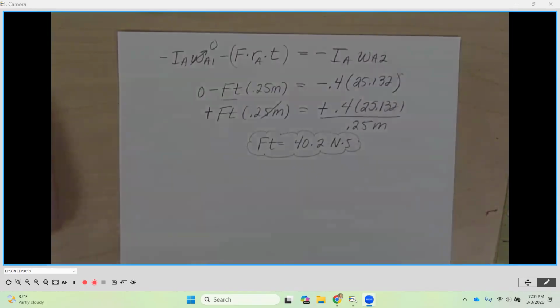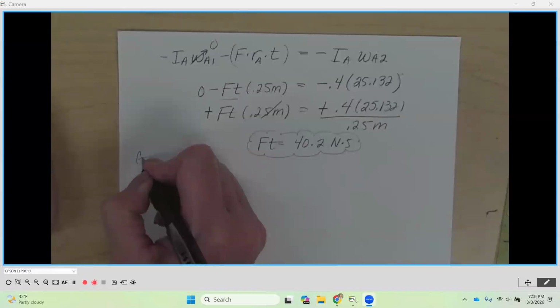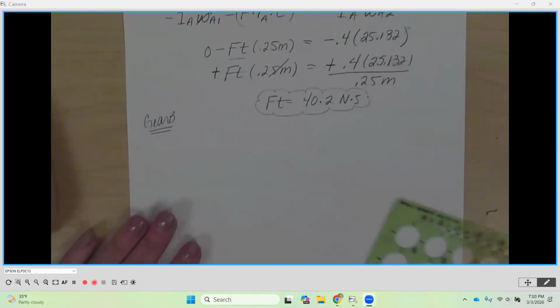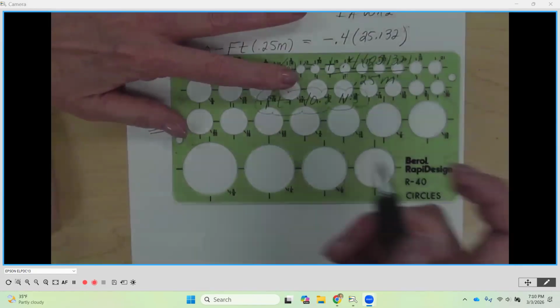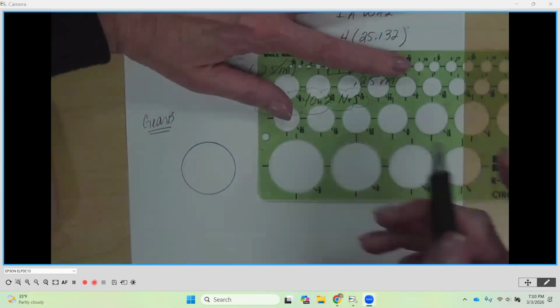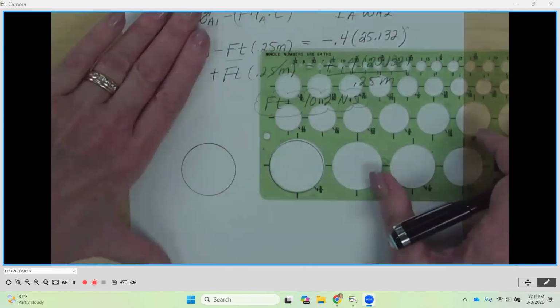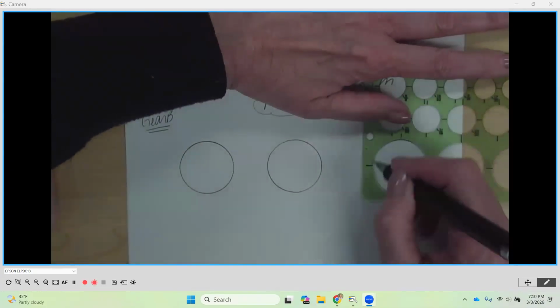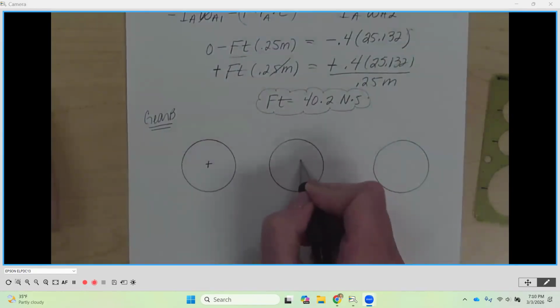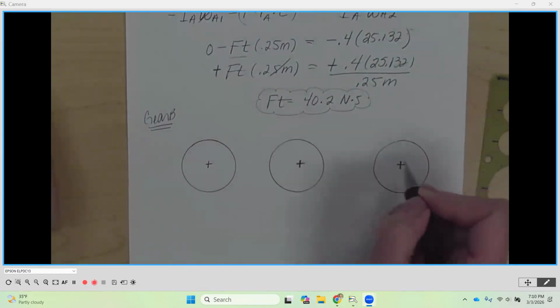All right, now that was gear A. This impulse is going to also apply on gear B. Okay, so it'll come in handy for us. So now we're going to look at gear B. Okay. So starting with our before angular momentum, and then our impulse, and then our after angular momentum. Okay, so this is gear B.